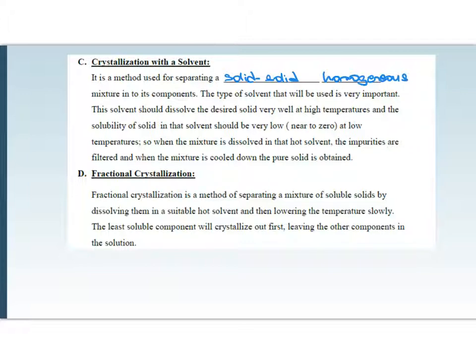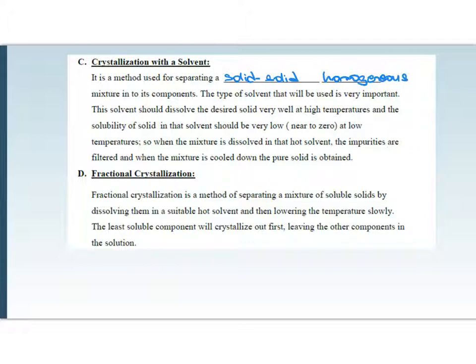So this is different from the crystallization. In crystallization, there is, for example, salt and water. In this case, we have two solids forming a homogeneous mixture, but not like alloys. Just be careful with that.